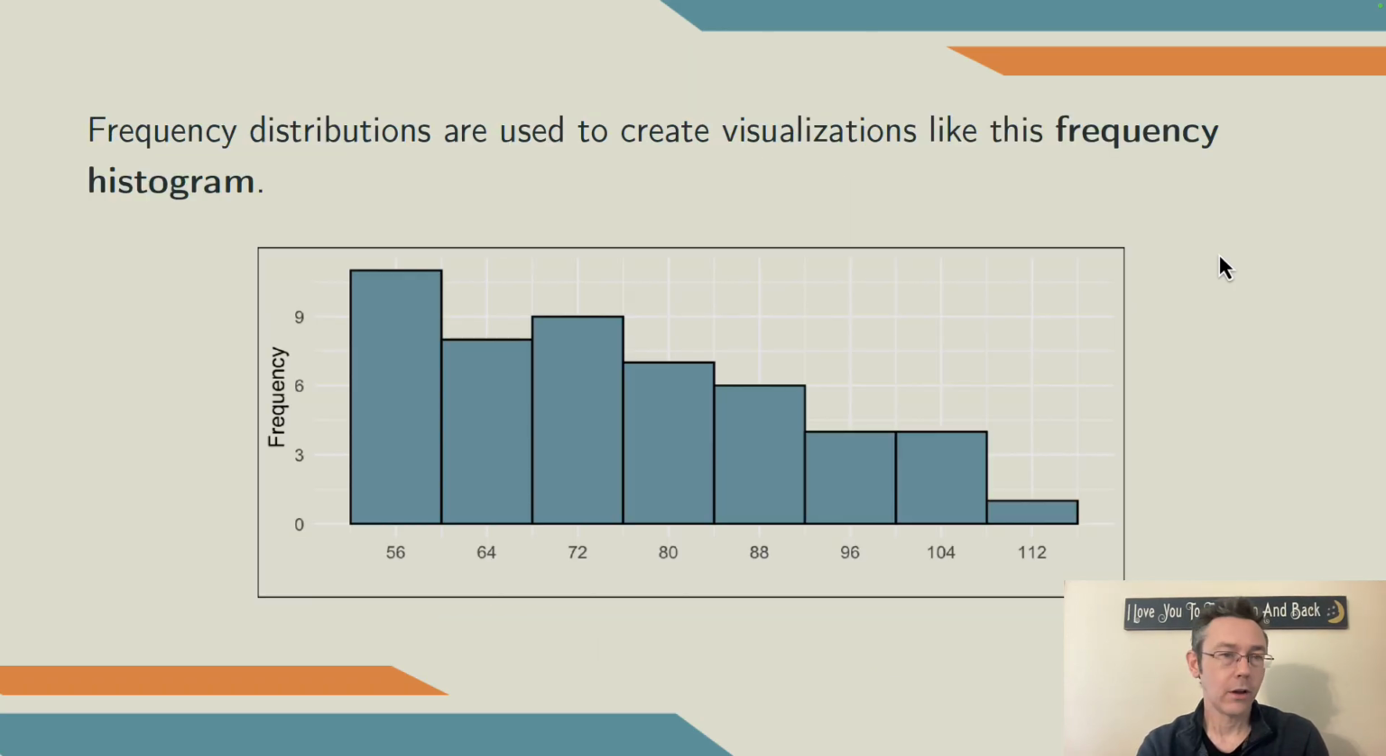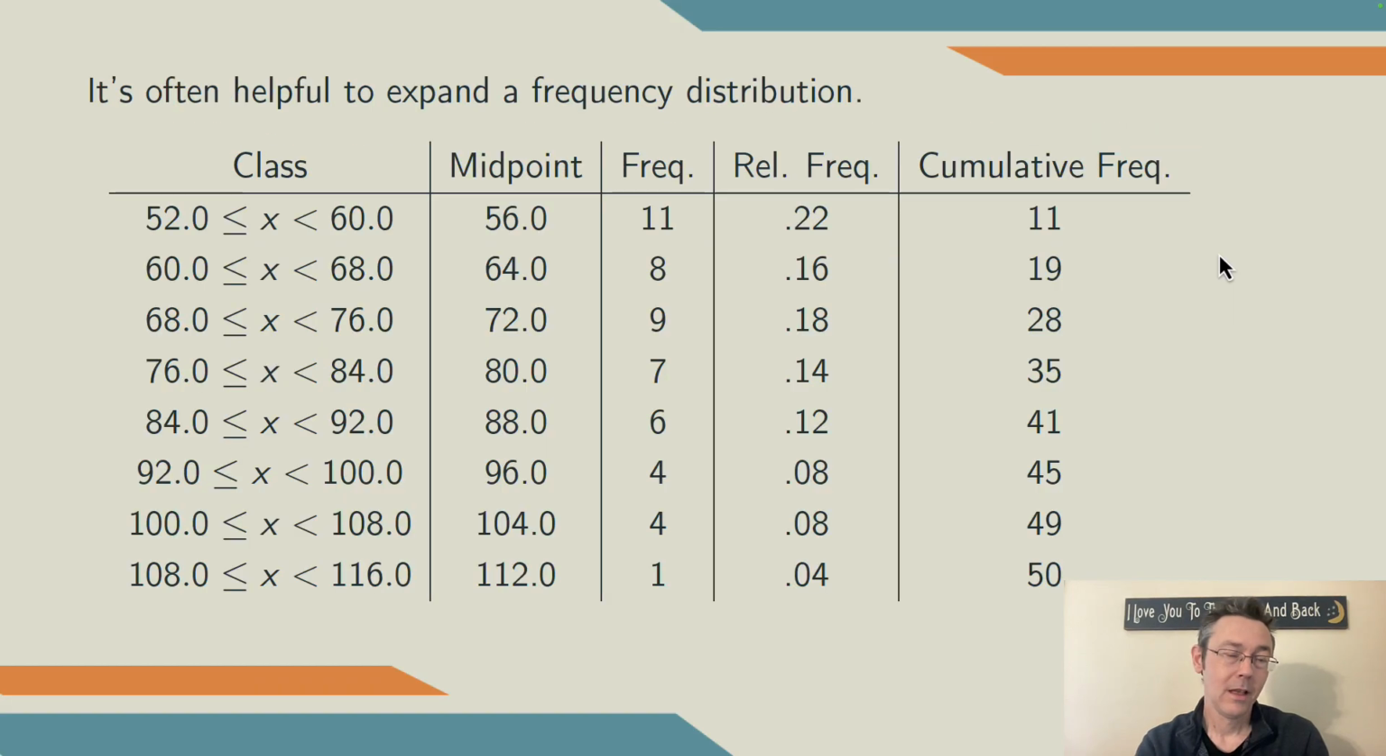Frequency distributions are frequently used to create visualizations like this frequency histogram. That's a whole longer conversation, so I won't go into it deeply here. But you can see that the height of the respective bars are corresponding to the frequencies that we had in that table a minute ago. It's also often helpful to expand a frequency distribution. So we already had these classes and the frequencies. So I've added a few more pieces of information here that can be helpful depending on the sort of plot you might be wanting to make.